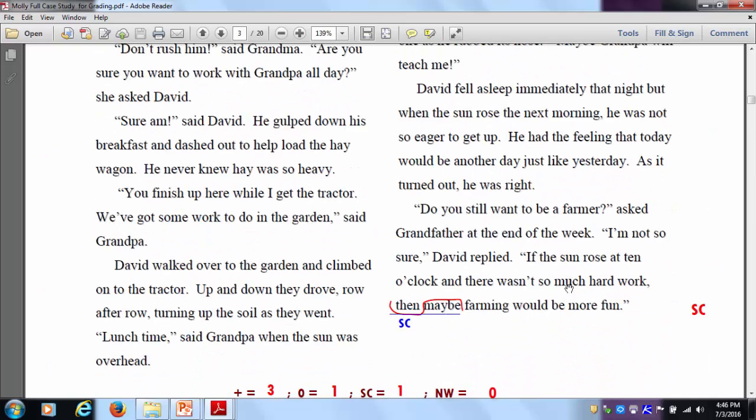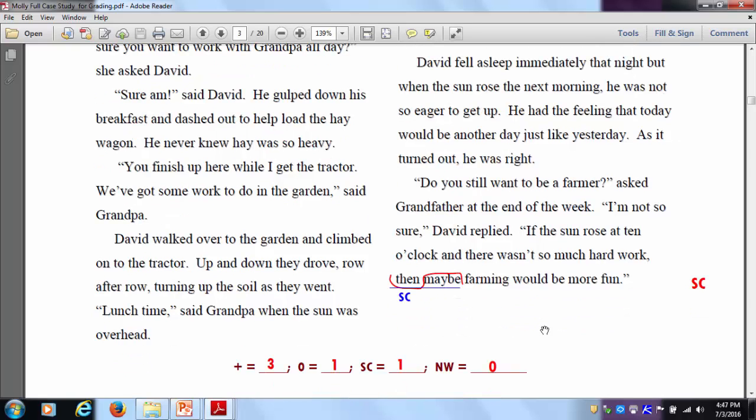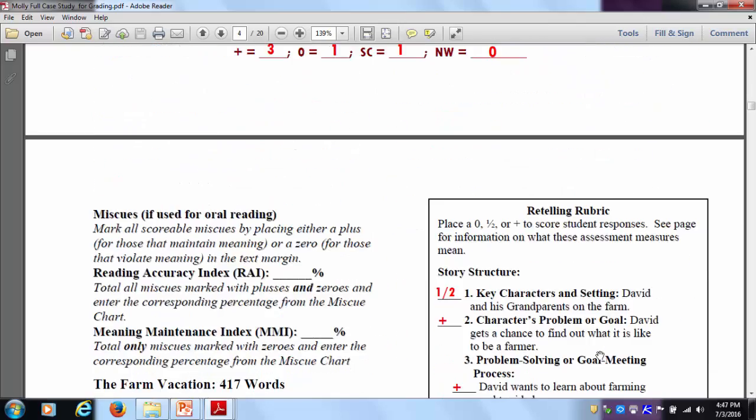Here we have, as the student was reading, "if the sun rose at 10 o'clock and there wasn't so much hard work, maybe then maybe farming." So you see what happened? The student repeated because she had said "maybe" before the word "then," and the self-correction was made. So that enables us to tally the scores: 3 maintained meaning, 1 violated, 1 self-correction, and 0 non-words.